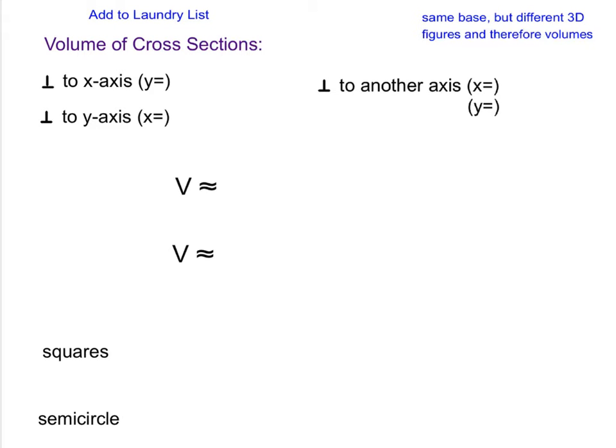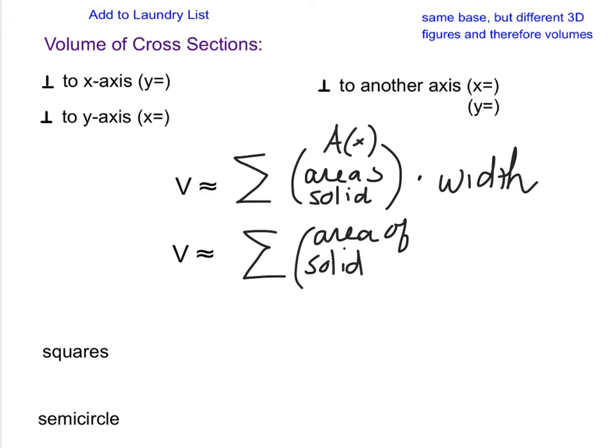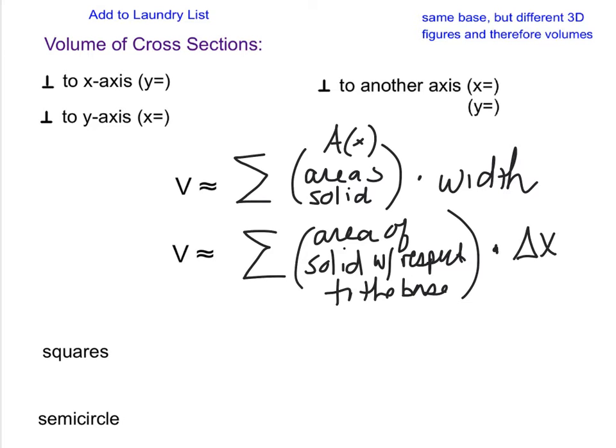Okay, so once again, we're going to write in our laundry list the volume as it approximates. And so it's going to approximate the sum of all of the areas of each of the solid with respect to its base. So in other words, a square, and sometimes they'll call it A of X, the area. And then that would be times the width. If I refine that a little further, this is going to be the area of the solid with respect to the base, so square, equilateral triangle, etc., the shapes from before. And then times the width, and the width is going to change. It's going to get really, really small. Remember that delta x gets really, really small the closer you go to infinity.